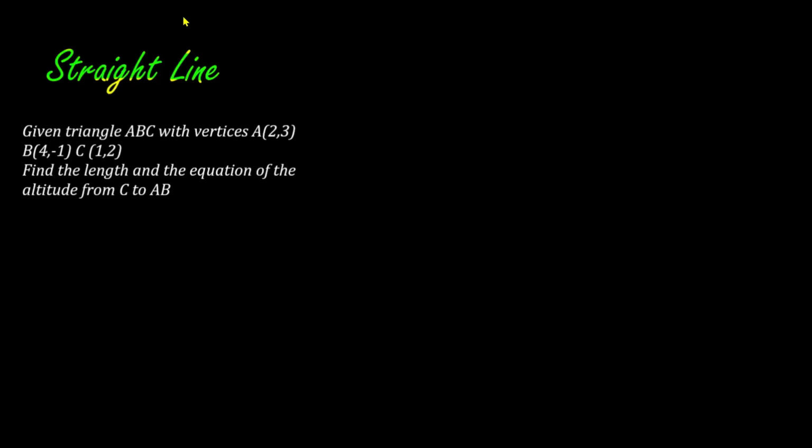We have one question from the chapter straight line. The question says, given a triangle ABC and these are its vertices, what we have to do is, number one, find the length. I can see there are two things. One is length and the other is the equation of the altitude, and that's from C to AB.